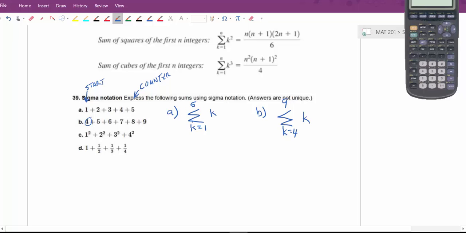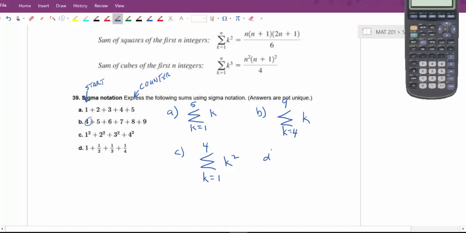Okay? All right, let's see if we can do the next one. Where do I start? 1. Where do I end? 4. What do you think goes here? K squared. Good, k squared. That's it, because you're just squaring whatever that k is.